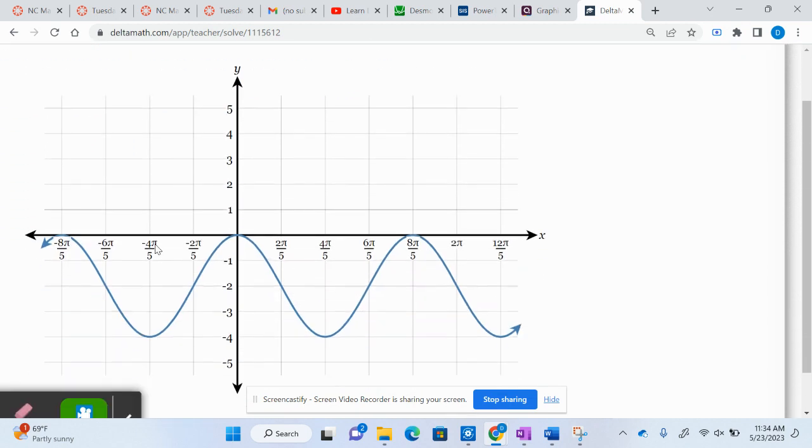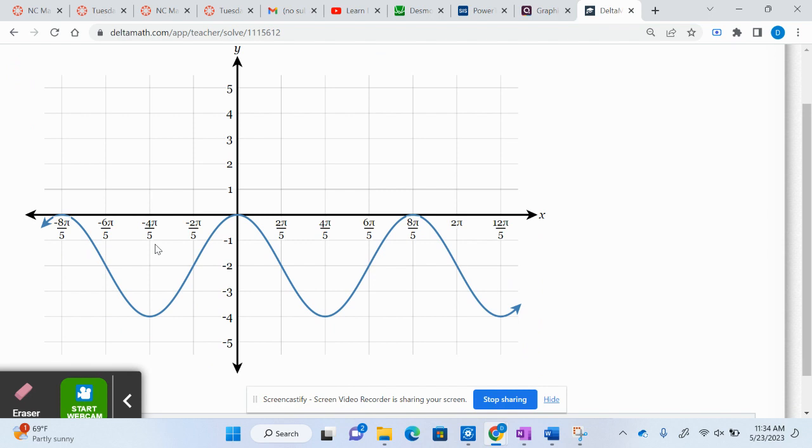Okay, here's a better one. Here we go. So here's my midline. So the graph is not starting on the midline. That means it's what kind of a function? Yes, cosine. Cosine starts above. Good job. Sine is one that starts on. So let's see.